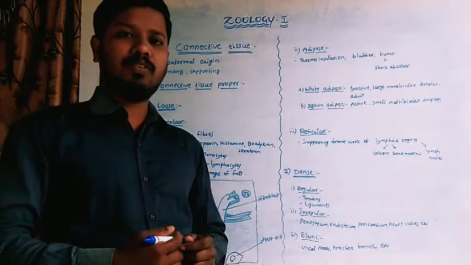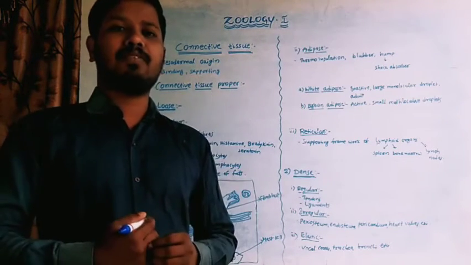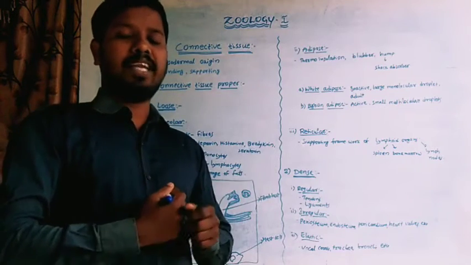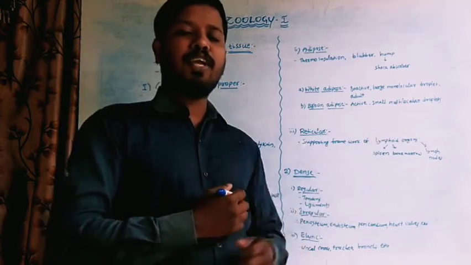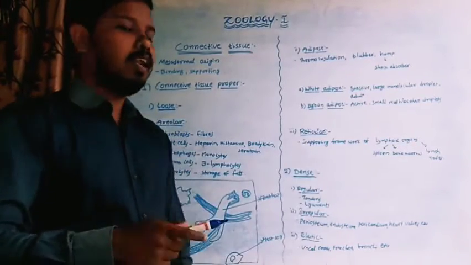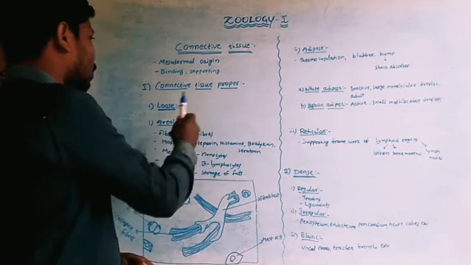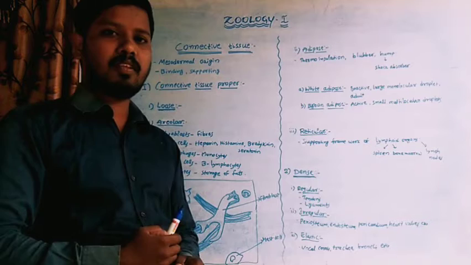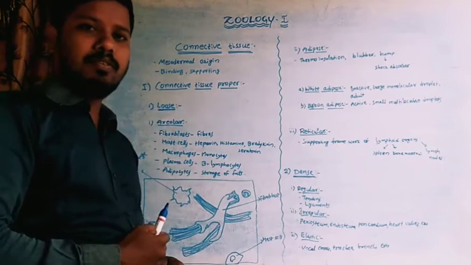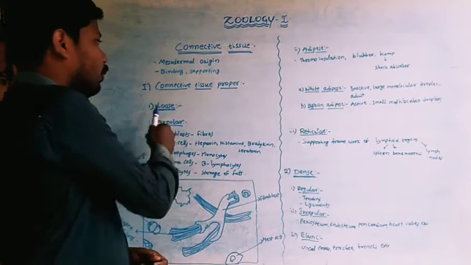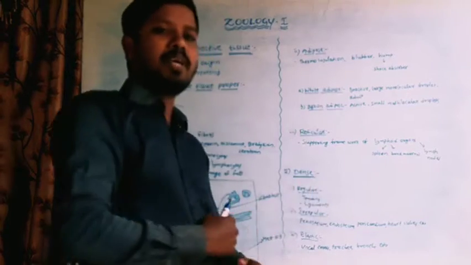So connective tissues are broadly divided into three types. Those are proper connective tissue, skeletal connective tissue, and fluid connective tissue. Let us discuss the connective tissue proper. Here the proper connective tissue includes two types. Those are loose proper connective tissue and dense proper connective tissue.